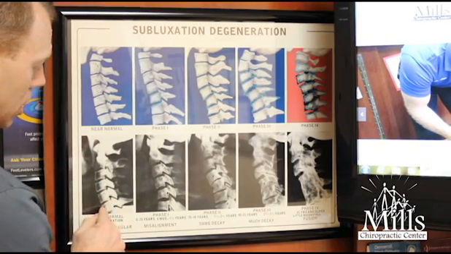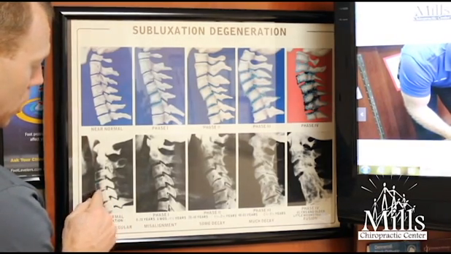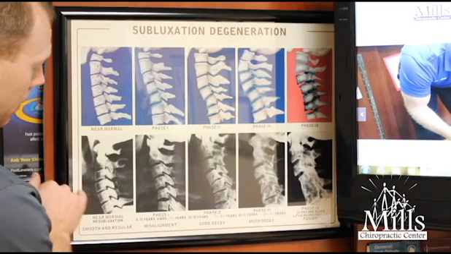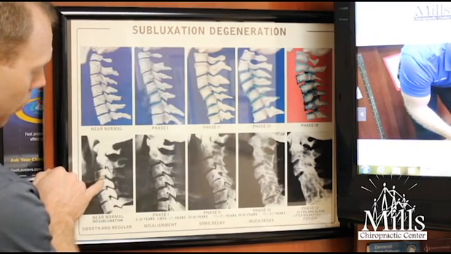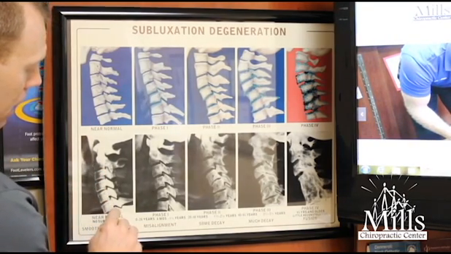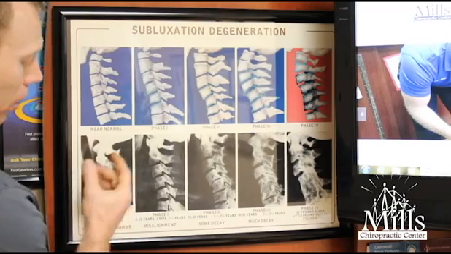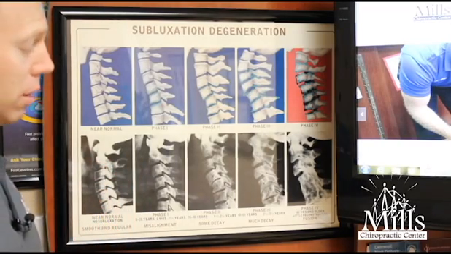The bones are nice and square. The spaces between the bones are nice and thick. You can see holes back here for all the nerves to come out, and these are the facet joints that help to hold the spine together and give it motion and function.